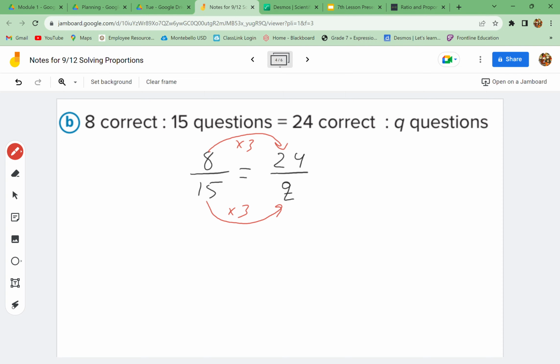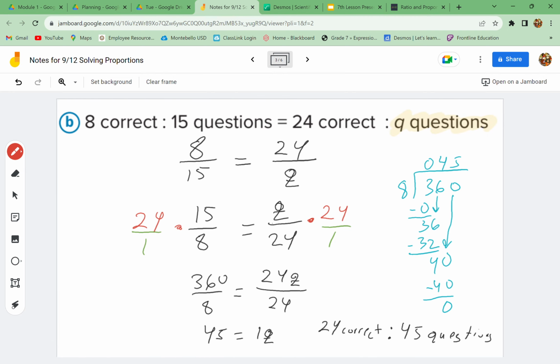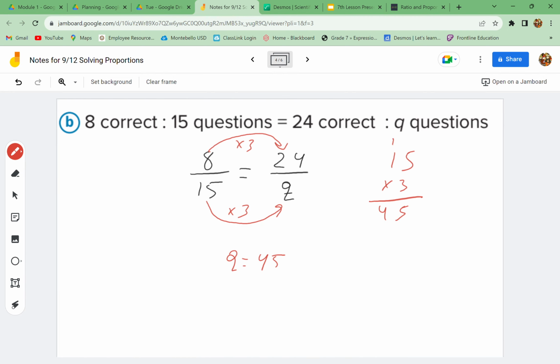If I multiply 15 times 3, 3 times 5 gives us 15, and I carry the 1. 3 times 1 is 3, plus 1 more is 4, so I get 45. So notice that Q here is also going to be 45 if I do this method. So again, it just depends what you see. You could see it this way, or you could see it this way here. It's up to you how you see it.